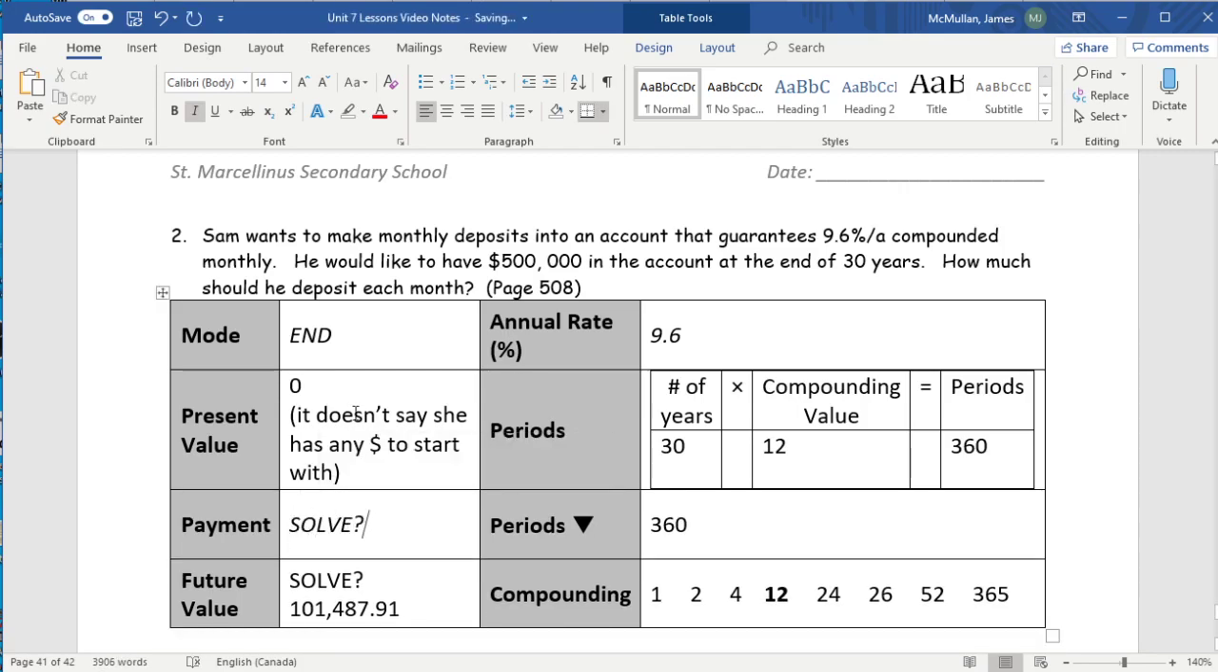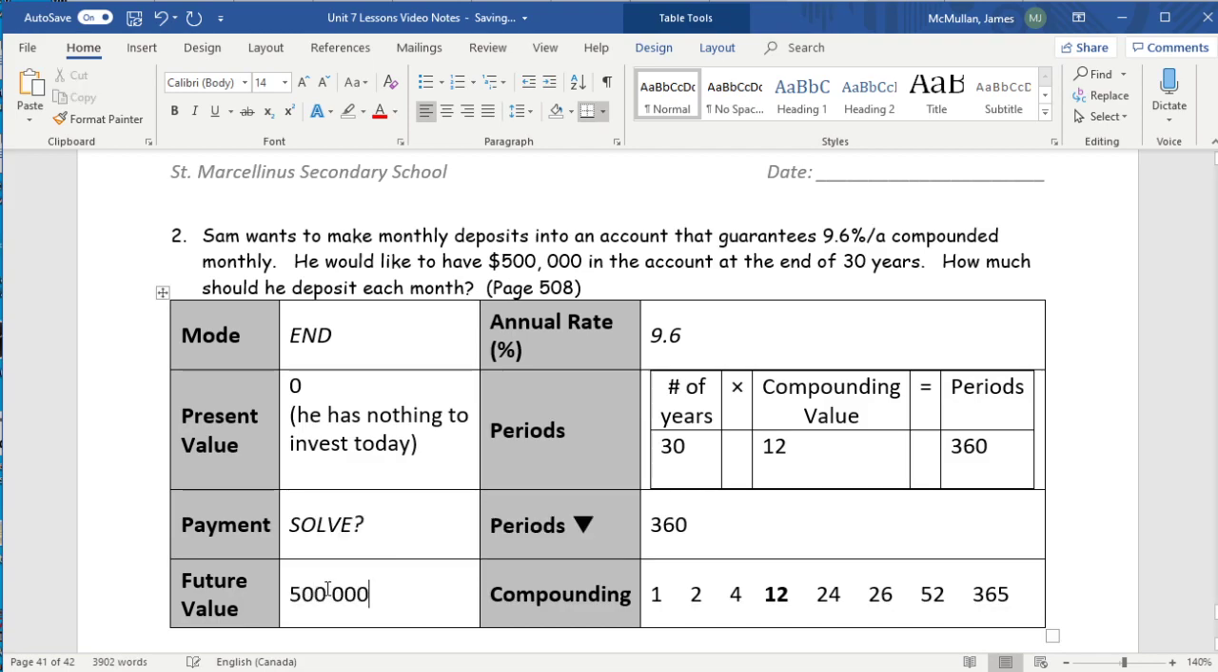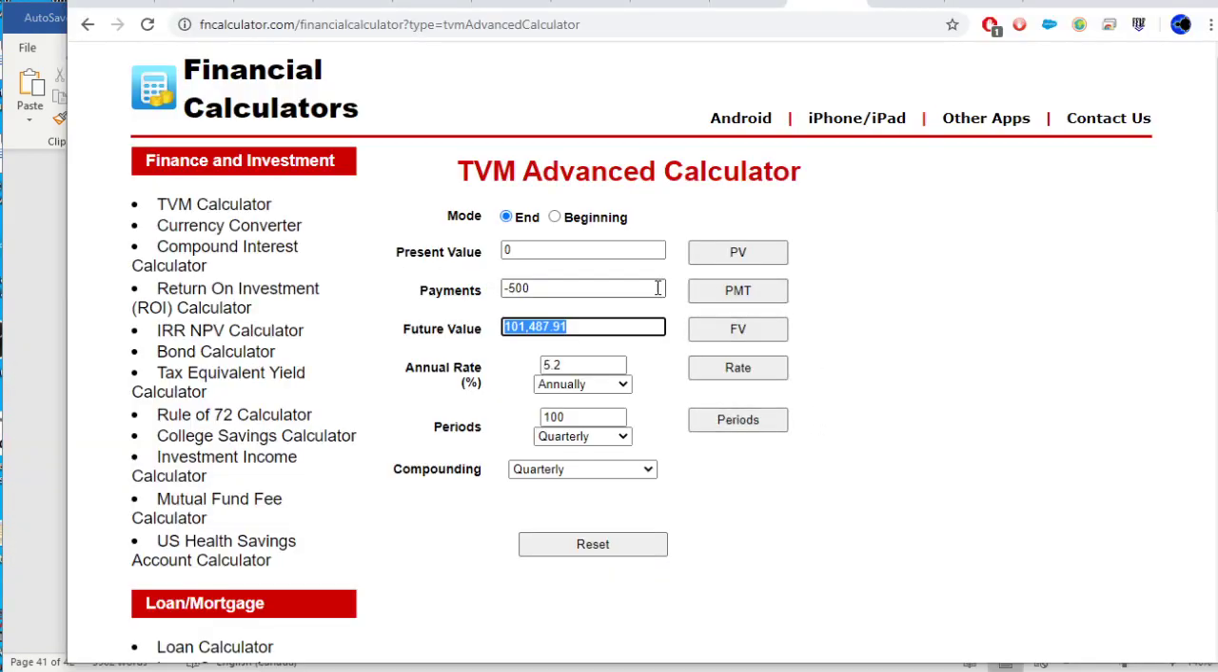Again, I'm going to put present value as 0 because he has nothing to invest today. He's just going to invest at the end of the month, right? So he doesn't have a lump sum that he's starting with. The future value that he wants to have is 500,000, and the future value is positive, which means we can predict that the payment is going to be negative because he's saving the money over time.